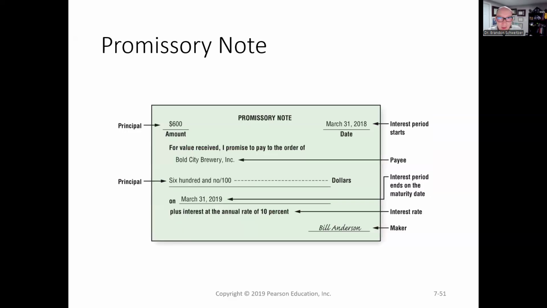Here we have an example of that promissory note. So we can see the principal amount, $600. The date of the note is March 31. That's when the interest period starts. Who's it being paid to? The payee. The amount, the principal, when it's due or the maturity date, the interest rate, and the maker. That's the customer.